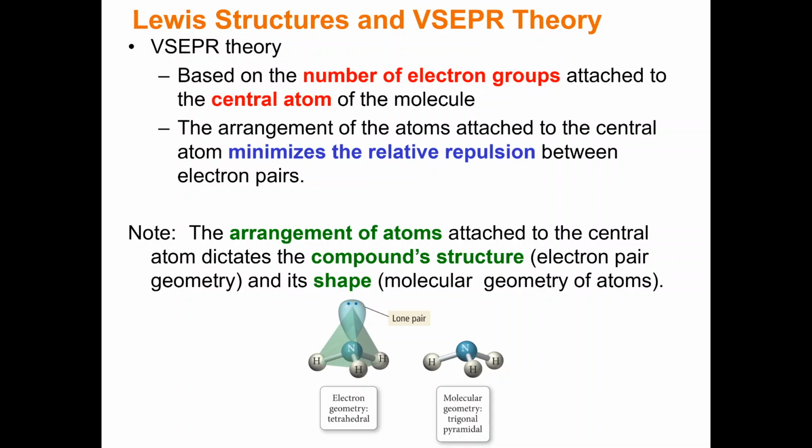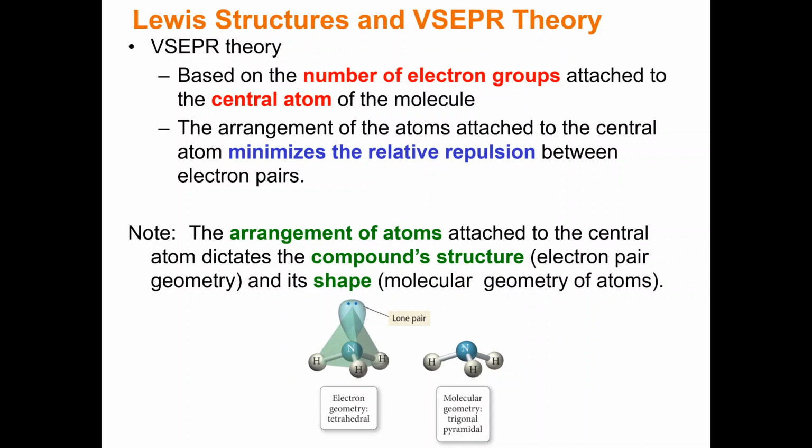The shape, or in other words the molecular geometry, has to do with the actual atoms that are attached. When we talk about electron geometry, we only care about how many electron domains. But when we talk about actual molecular geometry, we only care about bonding pairs, the pairs that are actually bonded to atoms.